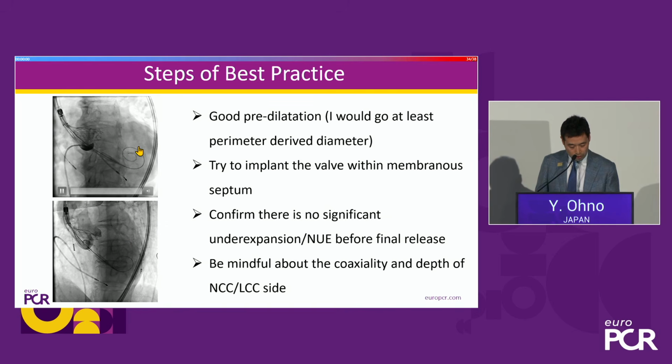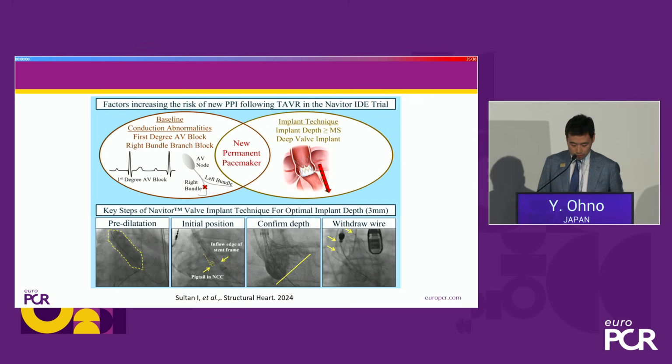For instance, in the left upper panel, we have a good position of the delivery shaft in the middle of the ascending aorta, whereas the lower panel shows the shaft is towards the greater curve. So it means after the final release, it may tilt towards the inner curve. So there may be some movement after the final release. The Navitor ID trial showed some of the important features that may be associated with a new conduction disturbance.